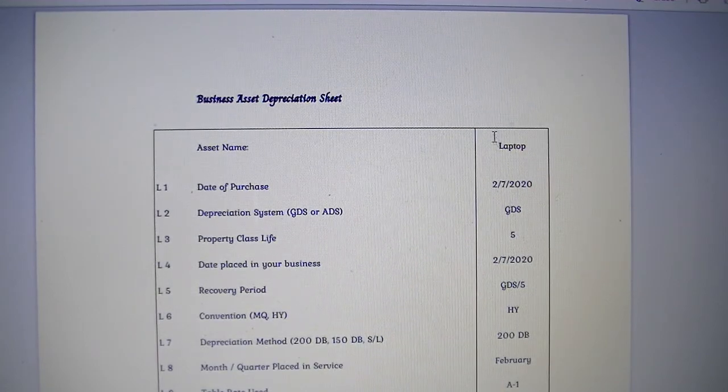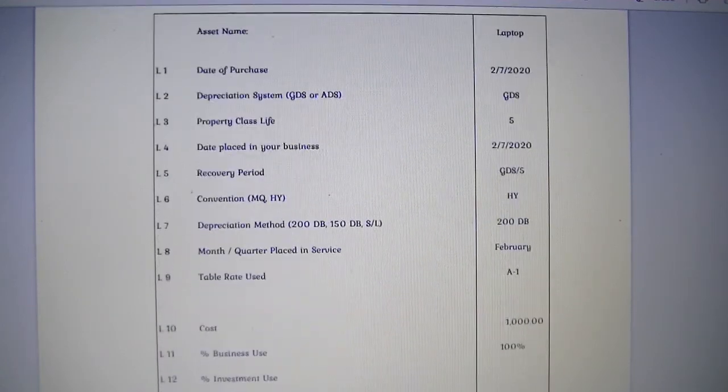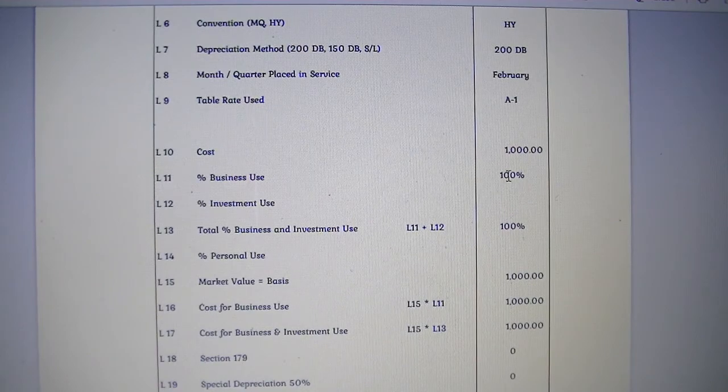So assuming you purchase a laptop on February 7, 2020 and start using it in your business the same day, you will put laptop for asset name, the date, and the date you place in service, February 2020, the cost 1,000, and you use 100% for business. So the calculations here, which is pretty much the business use and percentage use total is 100%.